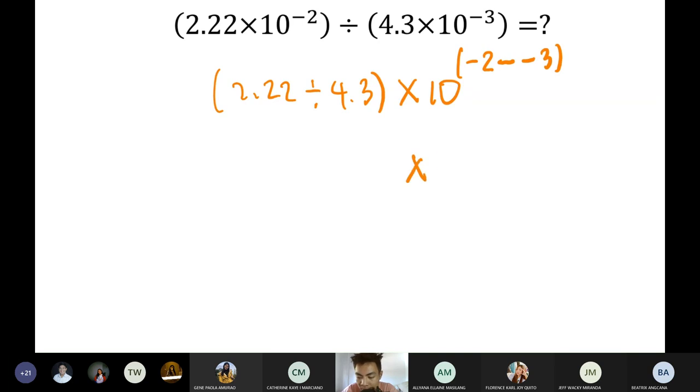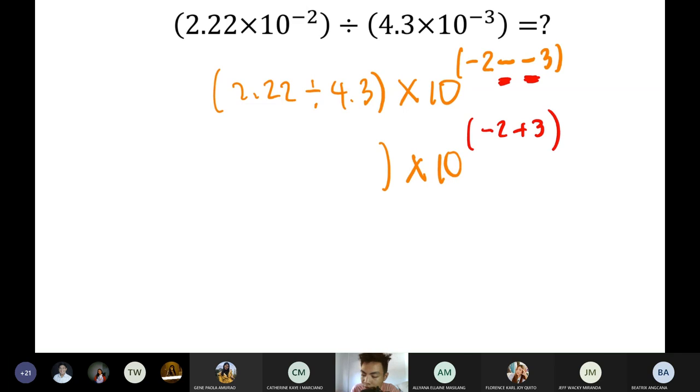Let's focus first on the exponent part. What is negative 2 minus negative 3? According to your high school math, when you subtract negative numbers, it's just like multiplying the two negative values. Multiplying a negative number by a negative number will give you a positive value. So we can rewrite this exponent operation from negative 2 minus negative 3 to negative 2 plus 3. Whenever your subtraction symbol and your negative sign are beside each other, it can be rewritten as a positive symbol. Those negatives multiply, and they become positive.